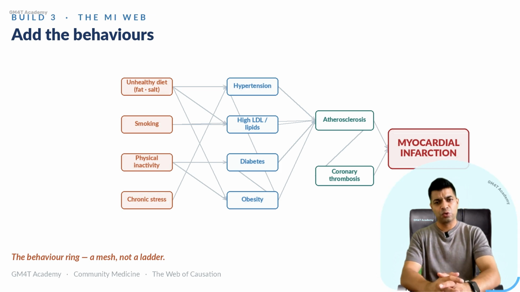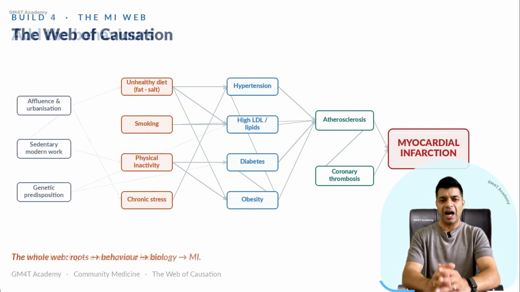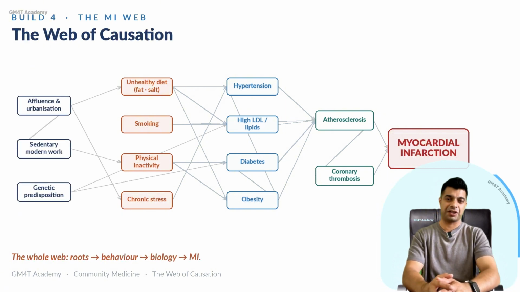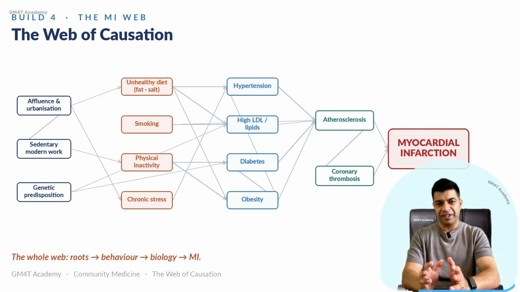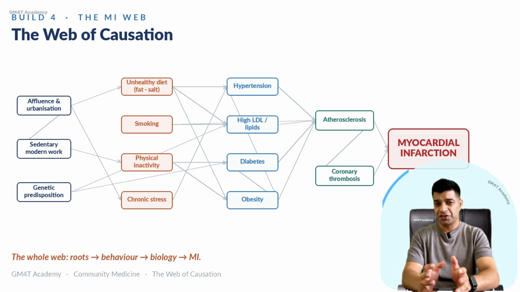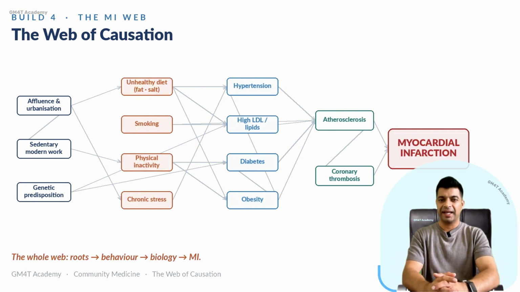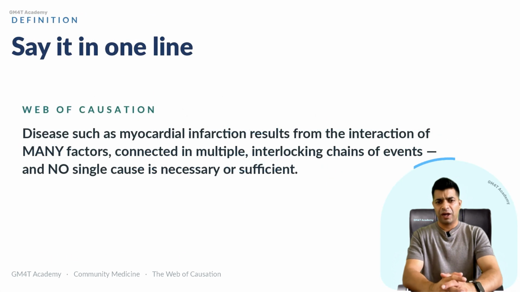Now go back to the roots. Behind the behaviors sit the deep upstream causes: high socioeconomic status, urbanization, sedentary modern work, and your genes. These feed the behaviors, which feed the biology, which ends in a clot, coronary thrombosis. Now step back and look at the whole thing again. Root causes, behaviors, biology, all wired together, many chains converging on one disease. And that interconnected mesh is the web of causation. Say it out loud with me.